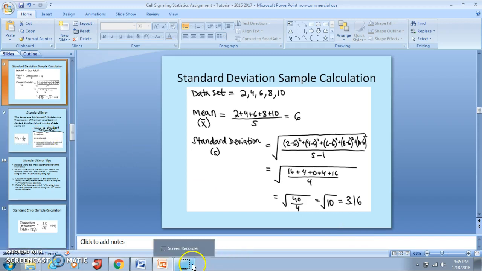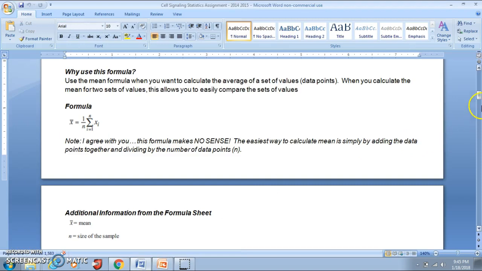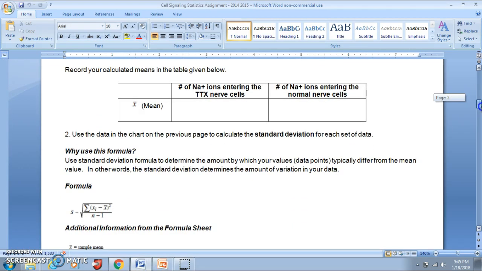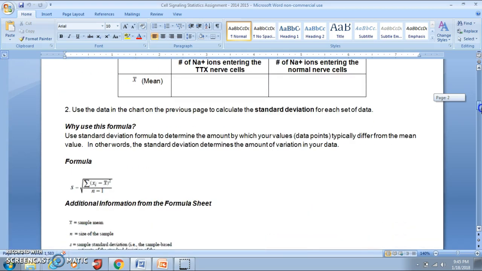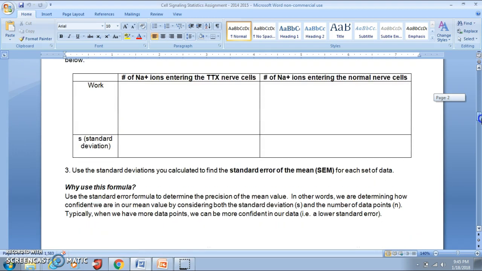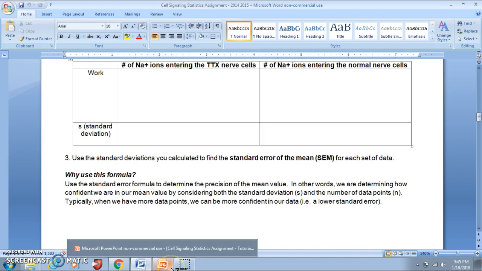All right, now I want you to go ahead and do that calculation now. I want you to calculate the mean for the TTX nerve cell data and the mean for the normal nerve cell data. And then I also want you to calculate their standard deviations and show your work. Okay, so go ahead and pause the video now until you've had some time to do that.